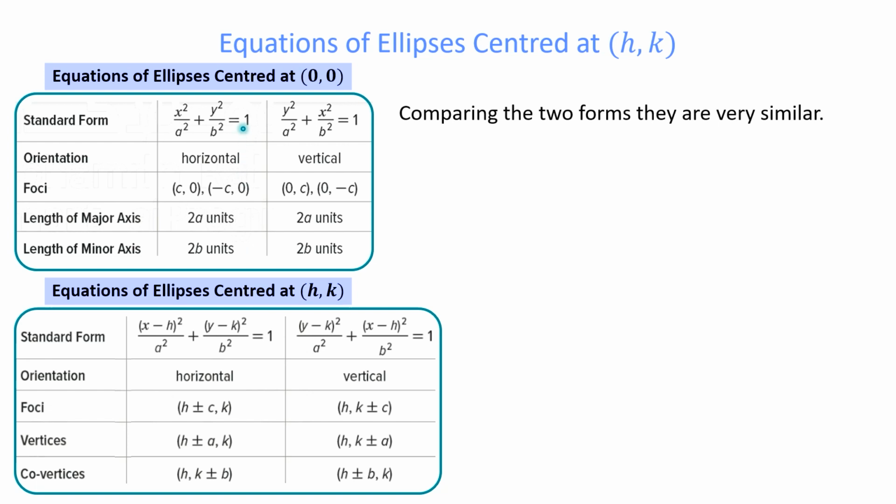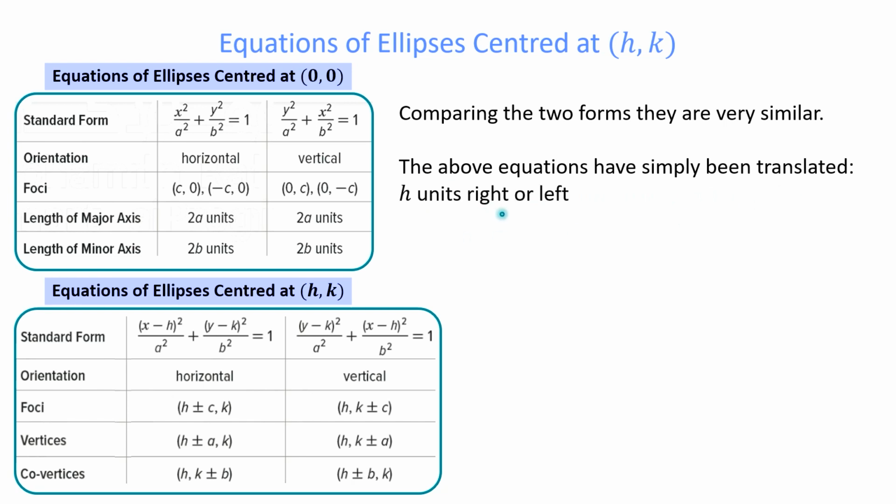Now, in fact, these two look very similar. We can see that the x squared has been replaced with (x minus h) all squared, and the y squared has been replaced with (y minus k) all squared. In fact, what we have here, these above equations, have simply been translated h units right or left, k units up or down.